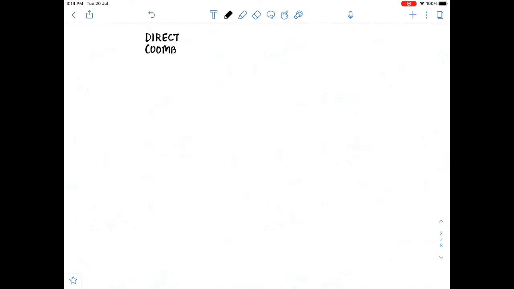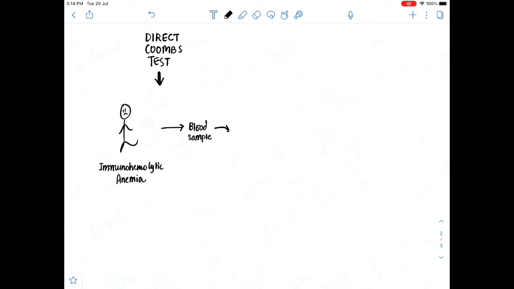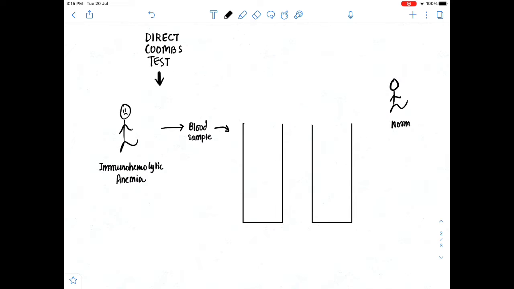Let's study direct Coombs test in detail. How is it done and where is it done? Now in direct Coombs test, we are using the autoantibodies which are already present inside a patient who is suffering from immunohemolytic anemia. We take the blood sample from the person and introduce it into a test tube. The person suffering from such disease has antibodies attached to the RBCs, whereas normal RBCs do not have any kind of autoantibodies attached to them.